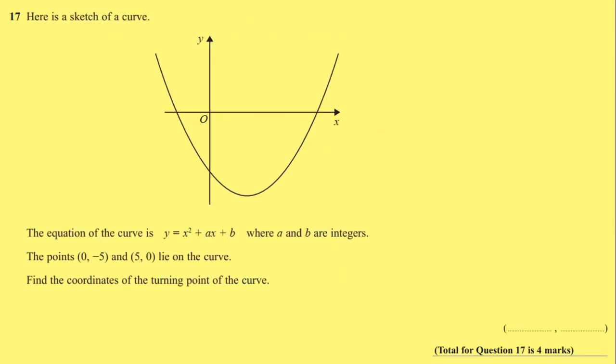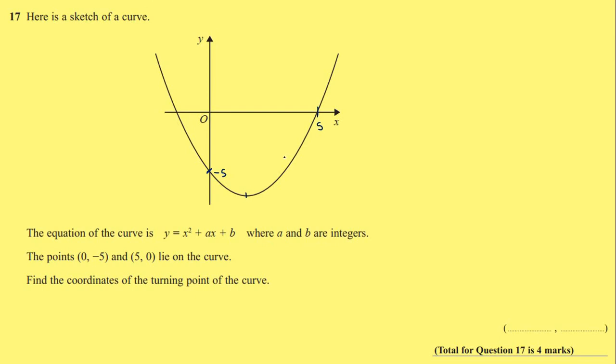Question 17. The equation of this curve is y equals x squared plus ax plus b, where a and b are integers. So this is a quadratic. The points (0, -5). Now 0 across -5 will be down there. And (5, 0), or 5 across and up 0, will be there. Lie on the curve. Find the coordinates of the turning point of the curve, so we want to know that there.